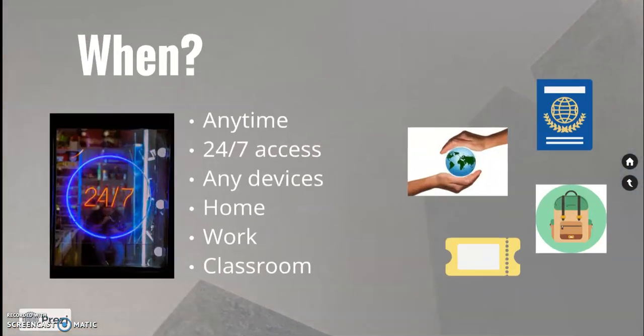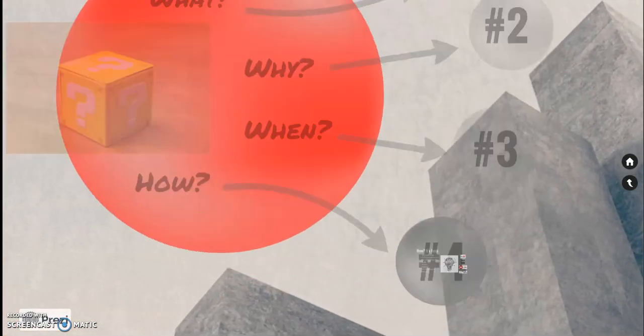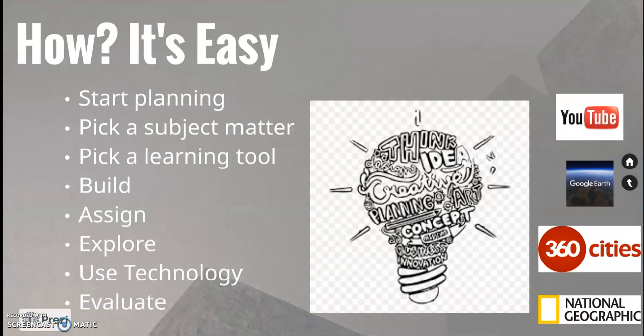And when? It doesn't matter. Anytime you have access to the internet 24/7 from any device, home, work, your classroom, library. And then how? This is the easy part. We start our planning process. We pick our subject matter or our location. We pick a learning tool. In this case, we could use YouTube, Google Earth, 360 Cities, National Geographic. We build it, we assign it, they explore it, and they use technology to do so, and then we evaluate what they've learned.